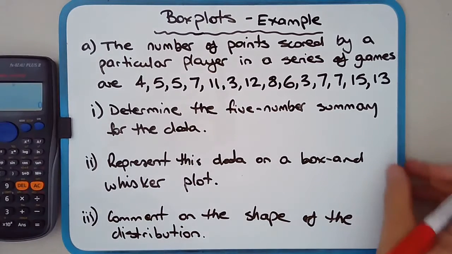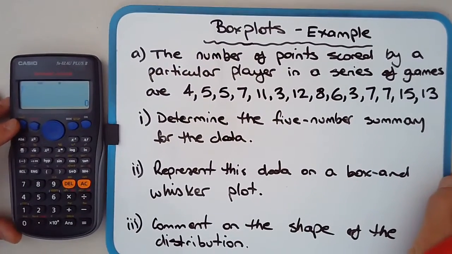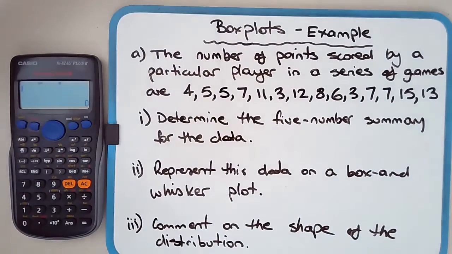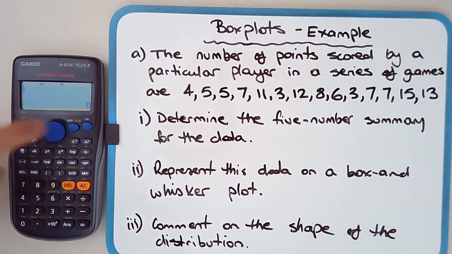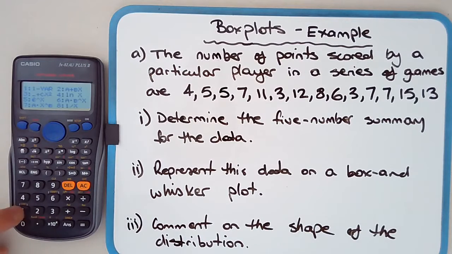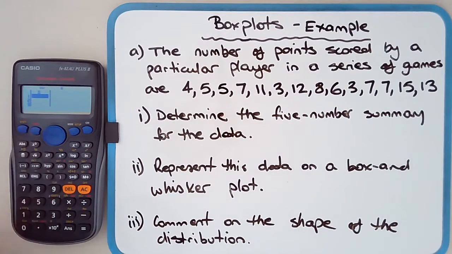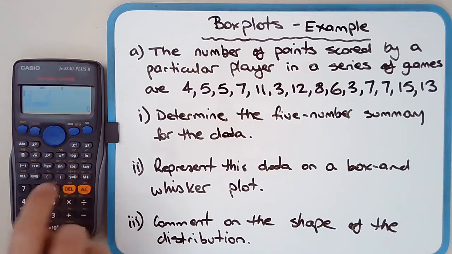I might just move that over a little bit so you can see the calculator again. I'll just brighten that camera. Okay, mode 2, 1. Hopefully by now you're getting familiar with getting the calculator into stat mode. Let's enter the data in. So 4, 5, 5, 7, 11, 3, 12, 8, 6, 3, 7, 7, 15, 13. Well, there should be 14 scores.